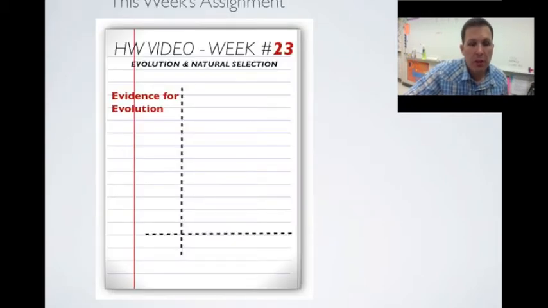All right, so on your paper, make sure it's labeled homework week number 23, and then on the left-hand side, Cornell note style, write evidence for evolution. And again, I've been seeing a little bit of sloppiness in the notes, so I want you to really take your time and make these notes neat, okay, so that someone else could read them and that you can go back and understand them. And number 1 to 3.